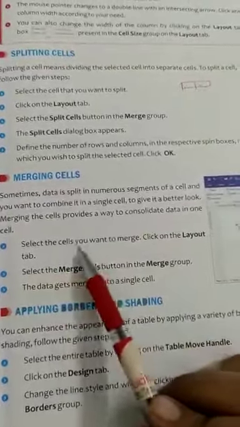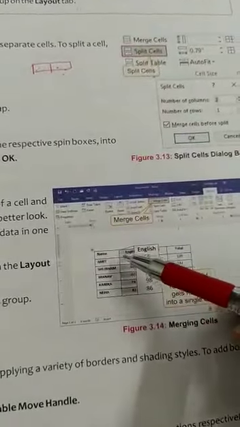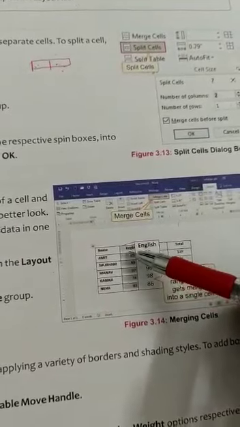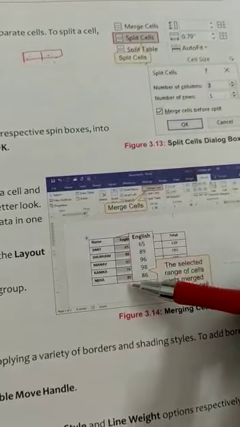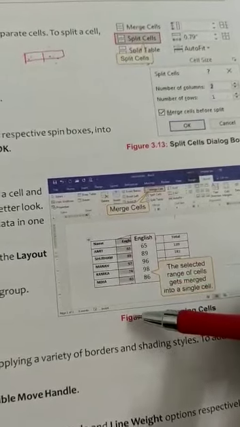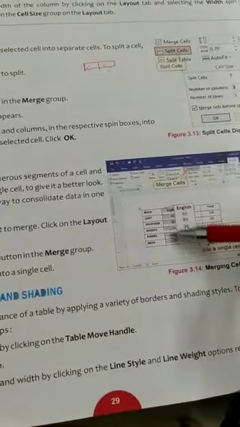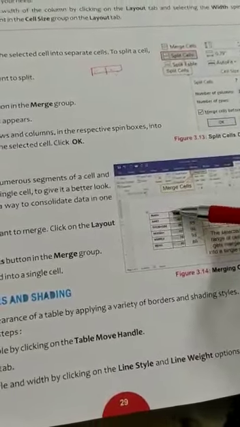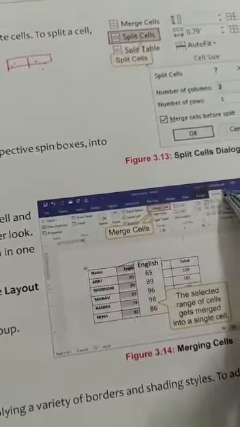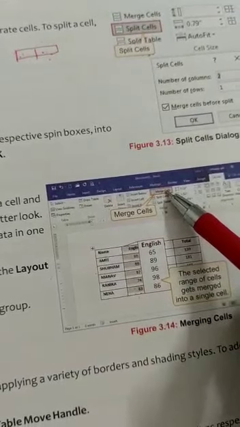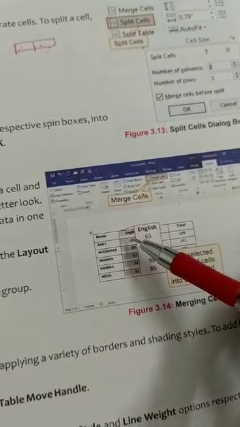Select the cells you want to merge. Click on the layout tab. Here in this table, these cells have been selected: English 65, 89, 97, 74 and 83. These cells have been selected because we want them to merge into a single cell. Then click on the layout tab and choose merge cells.